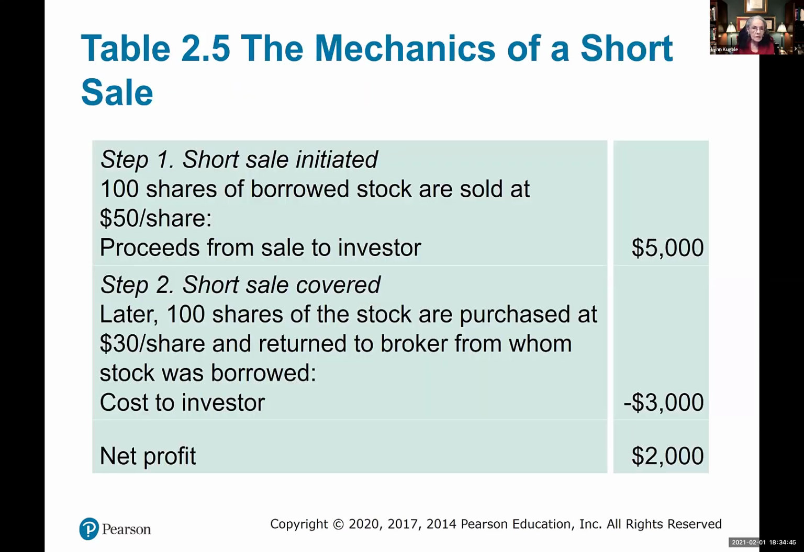Here's an example. We're going to look at it. I sold 100 shares at $50 a share, so I've got $5,000. Later, when the price dropped to $30 a share, I bought them back and covered my short position. I made $2,000.